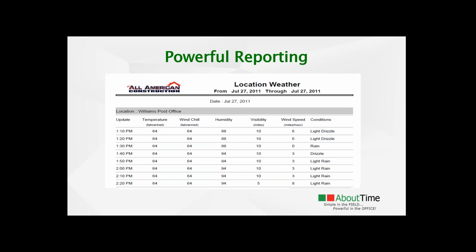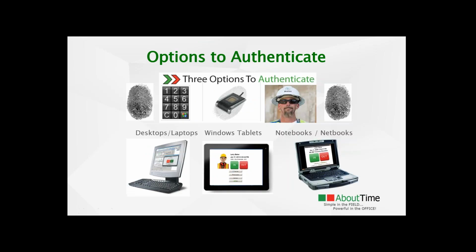Location weather, kind of talked about that. Automatically storing it for you. I can go back to whatever time and run that report and say, yes, this is the reason why we didn't pour concrete that day, right? So it was pouring rain. Of course, I think every 10 minutes is a little bit overkill, but we can do it. It's up to you. And then authentication.